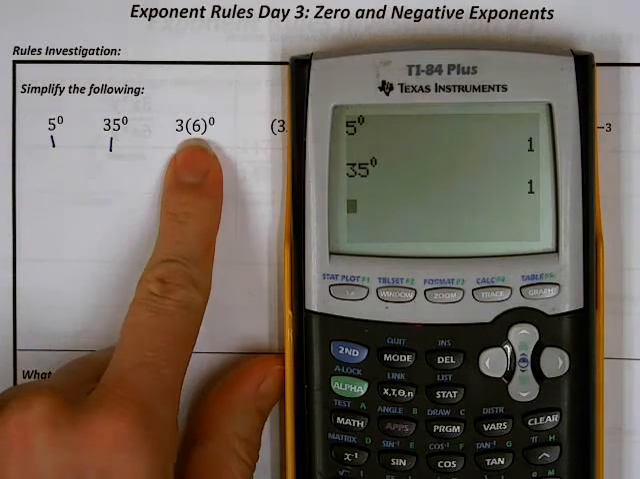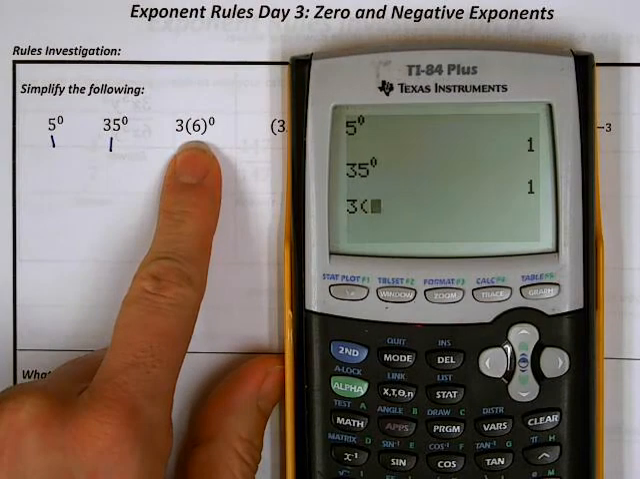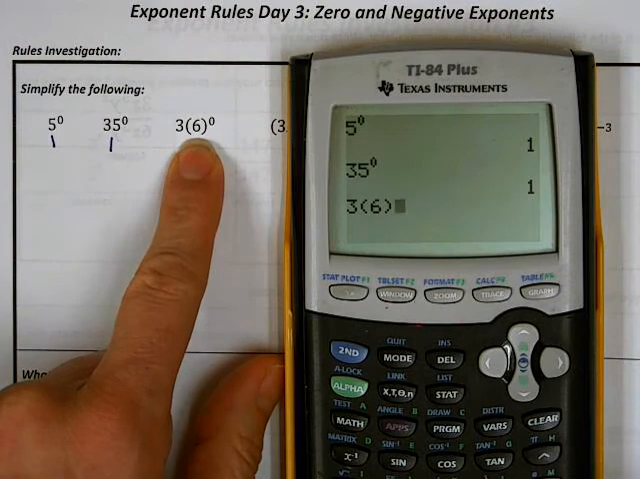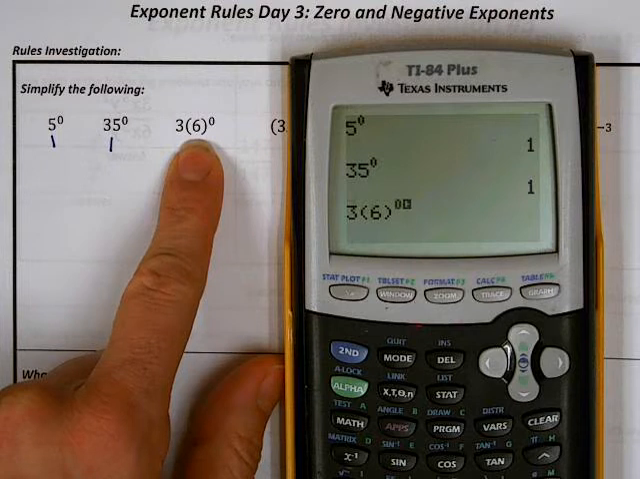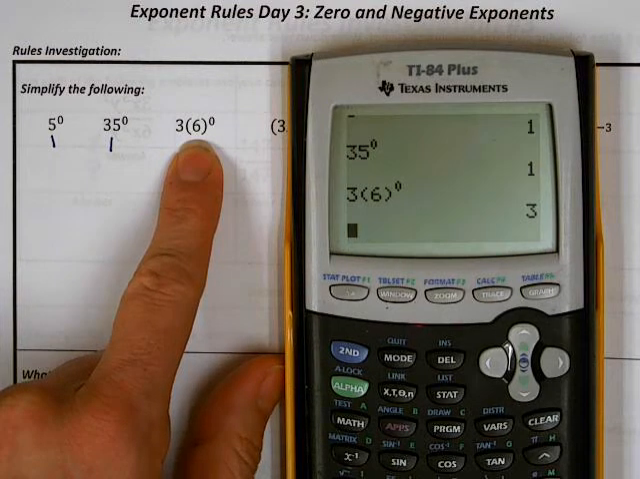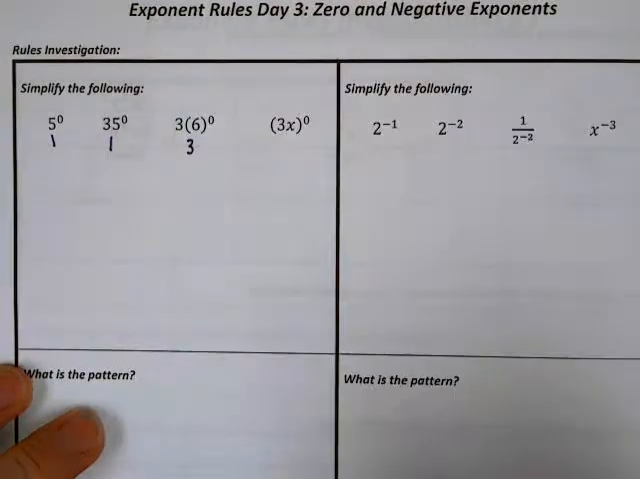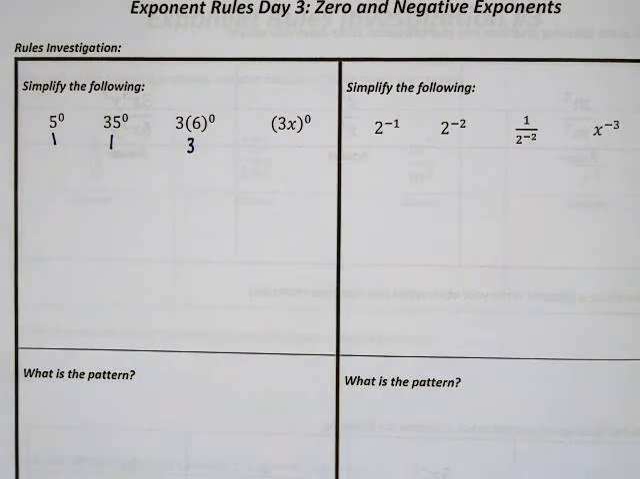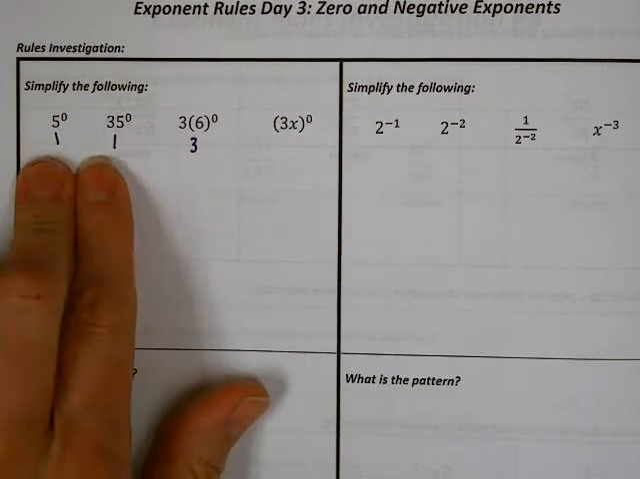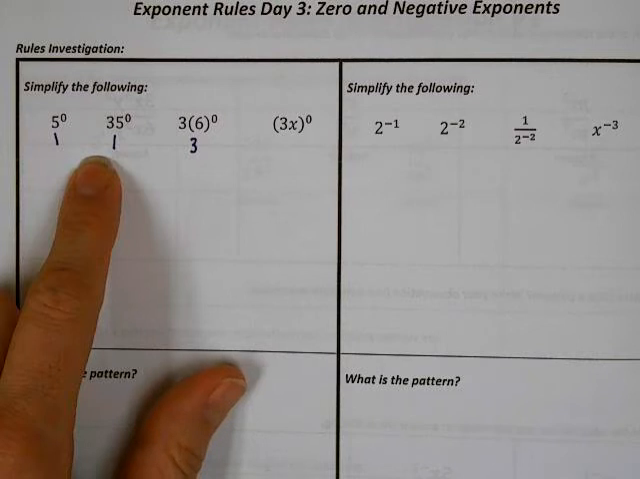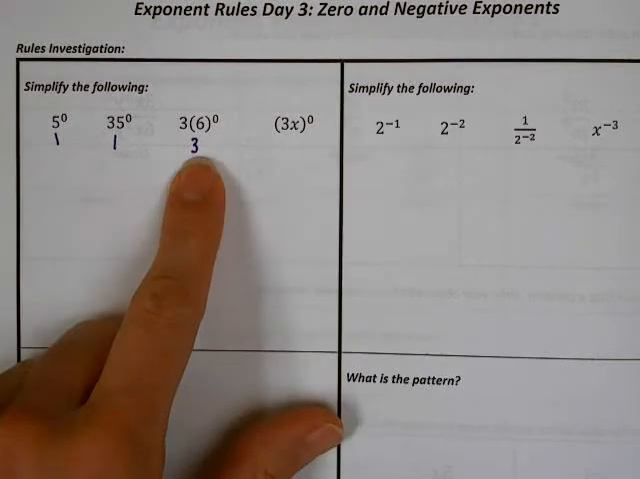And now let's see with this one. I have 3 times 6, and I'm going to enter it just like it says here, so my 6 is in parentheses, and that 6 is to the 0 power. And so here we get an answer of 3. So here's where I have to figure out what's going on. For my first two, when I had something to the 0 power, that gave me 1. So it looks like any base to the 0 power is going to give me 1. So then we have to think about how come we got 3 here.